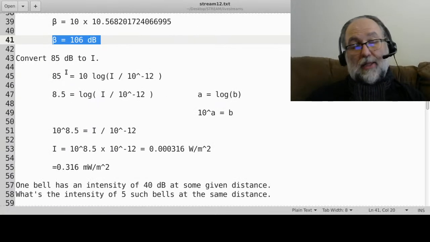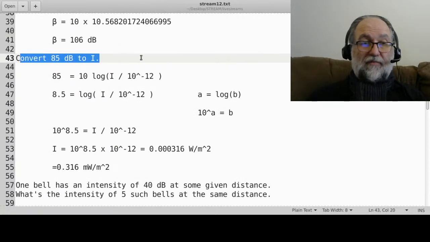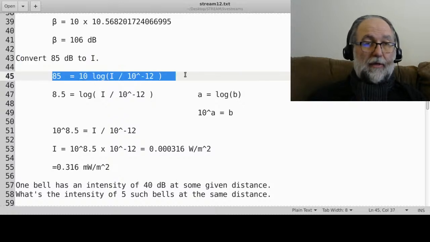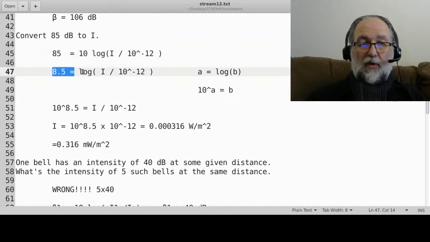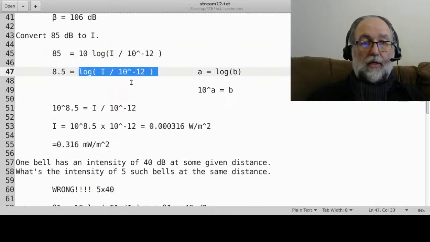Okay. Now, I could ask you to go the other way. If I give you 85, convert to I, well, you put that in there. And of course, there's a 10 in front here. So 85 divided by 10 will give you 8.5, and that isolates the log. And of course, I naught is 10 to the minus 12.